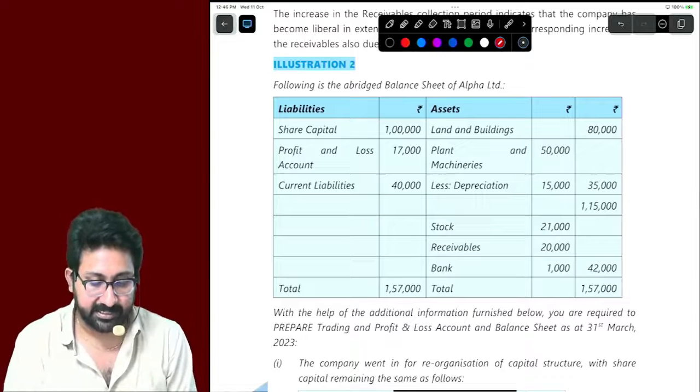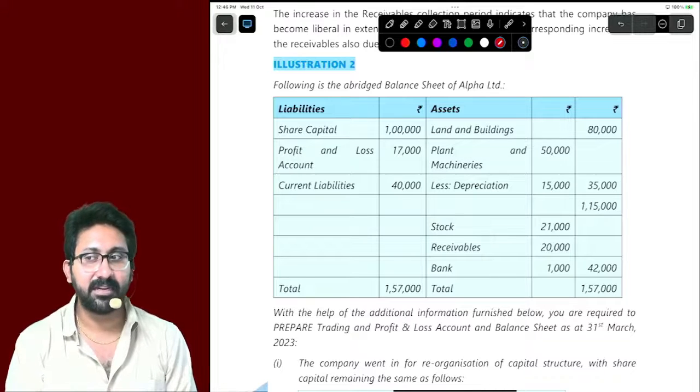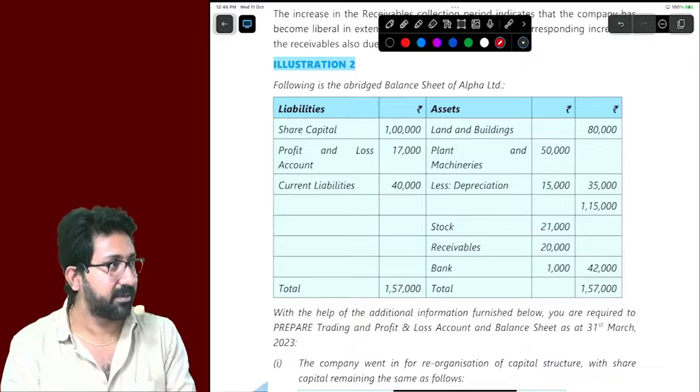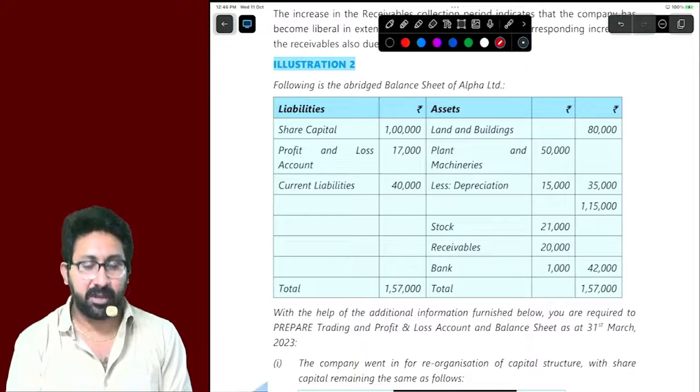Liabilities, assets. Shall we continue? Yes, read the question. 10 minutes can't you spend? Complete it.